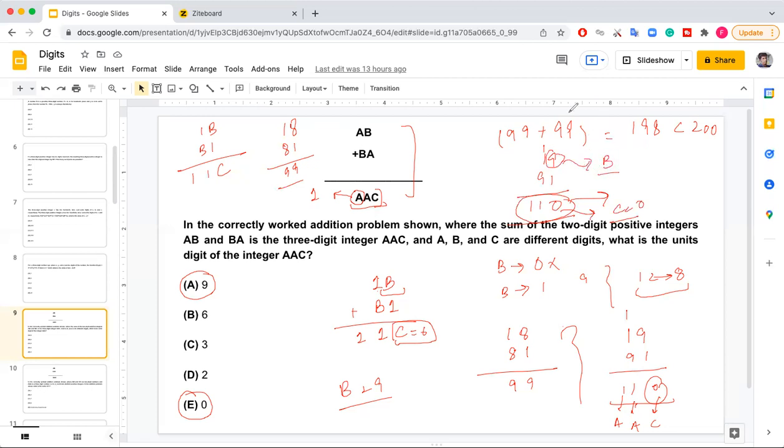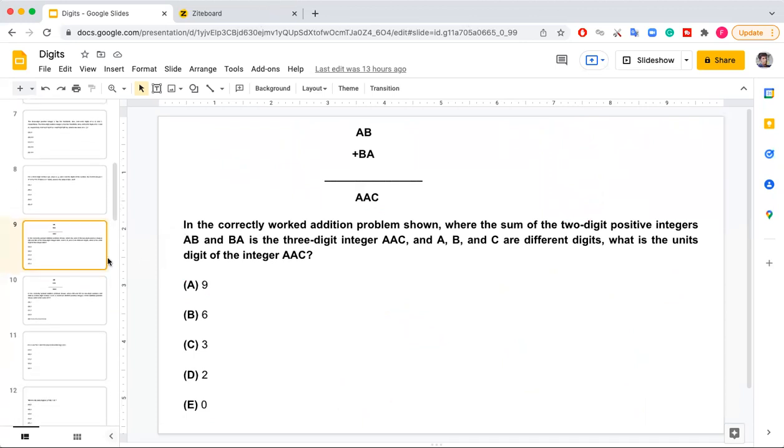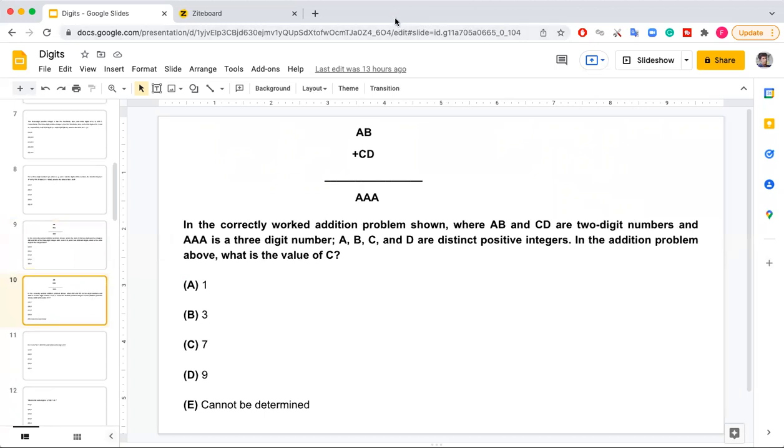Got the point? One more question to practice. Just practice that. That will clear all your doubts. Okay, just try this question.